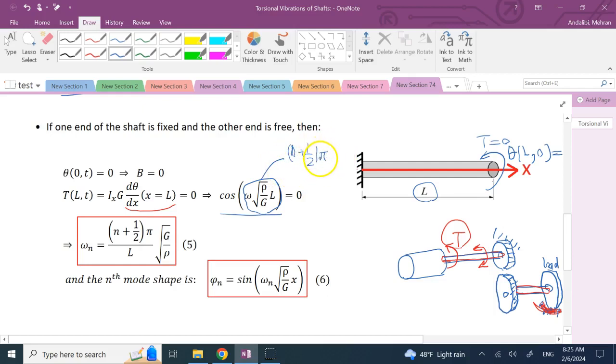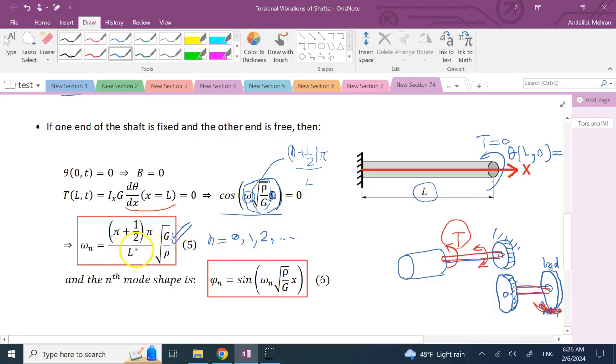And if that's the case, then we divide both sides by L and divide by square root rho over G, which becomes square root G over rho, and that gives me omega, which is the natural frequency, and that is equation 5. And here, since frequencies cannot be negative, this n has to start from 0. So it goes 0, 1, 2, all the way.